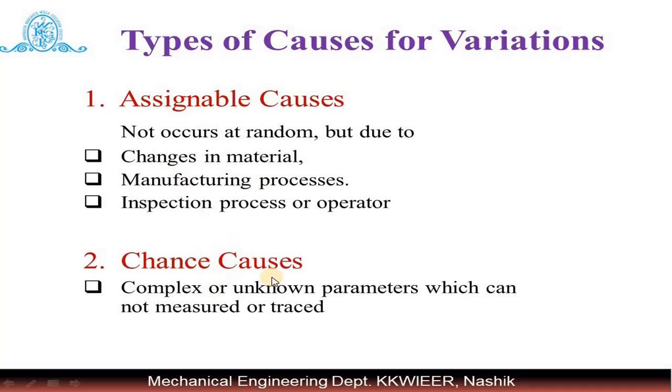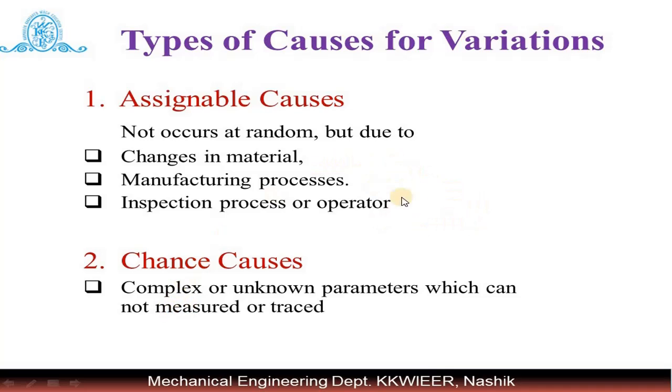And when we come to chance cause, chance causes occur at random, due to complex or unknown parameters which cannot be measured or traced. That means they occur at random and are due to complex or unknown parameters, which can neither be traced nor measured. They are natural to the process and occur even though all conditions have been held as constant as economically possible. So though we consider all the factors.